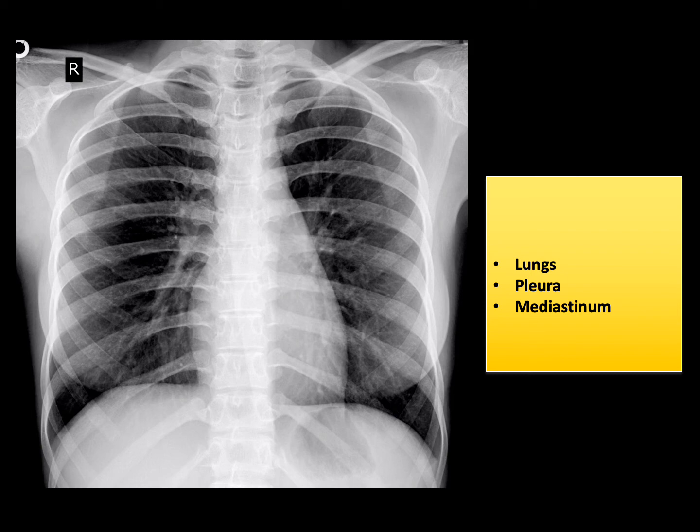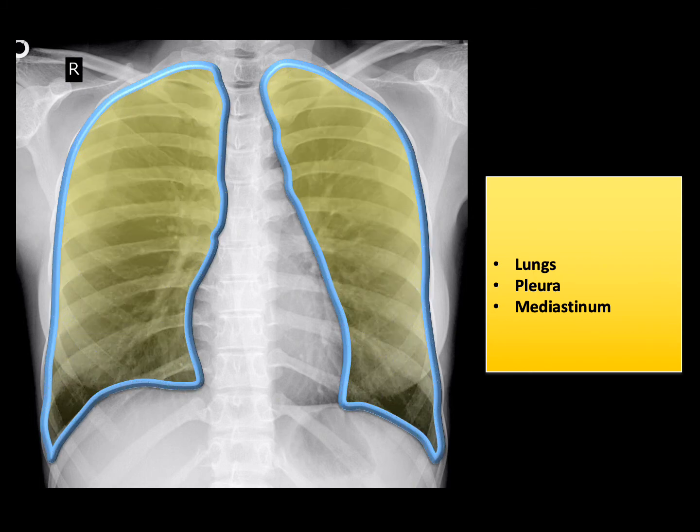So over here, if you see the hilar vessels, they absorb a lesser amount of X-rays, hence they're looking dark gray. But if you see, because of the overlapping structures, there is more absorption of X-rays, hence this area appears bright. These are the lungs, and this is the pleura covering the lungs, all right, and whatever is in between, that is your mediastinum.